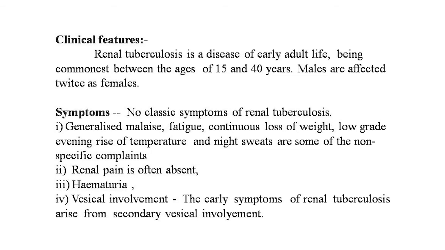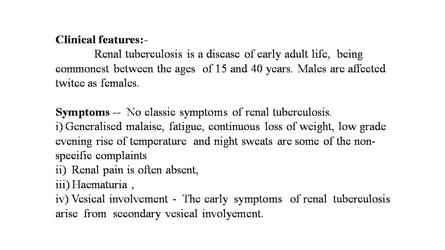Generalized malaise, fatigue, continuous loss of weight, low grade evening rise of temperature, and night sweats are some of the non-specific complaints. Renal pain is often absent. Hematuria, vesical involvement: the early symptoms of renal tuberculosis arise from the secondary vesical involvement.